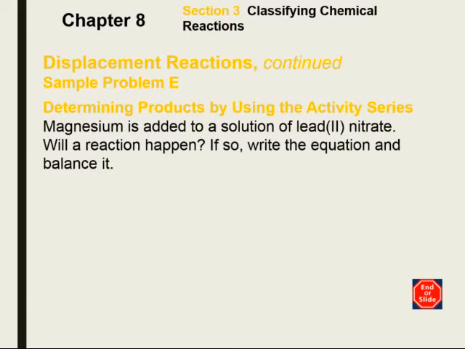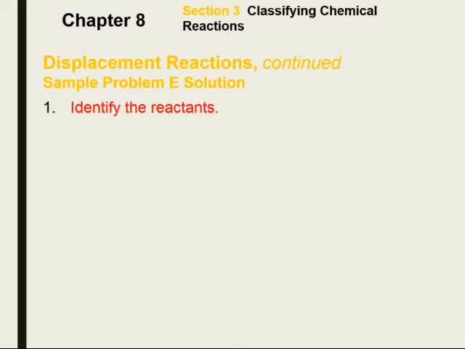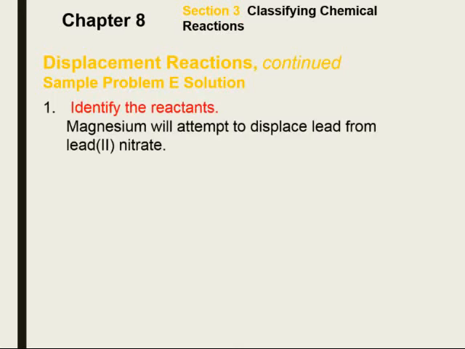So let's try another practice. Magnesium is added to a solution of lead II nitrate. Will a reaction happen? If so, write an equation and balance it. So first off, let's identify the reactants. Magnesium is the species that's going to attempt to displace the lead in lead II nitrate.